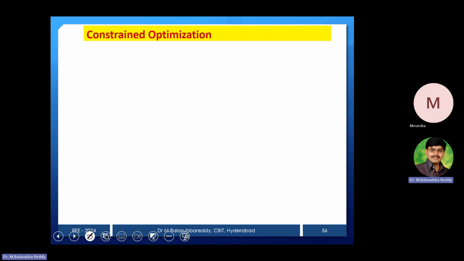So now we'll go for another one, that is constrained optimization. In the previous slide, we discussed the unconstrained problem.